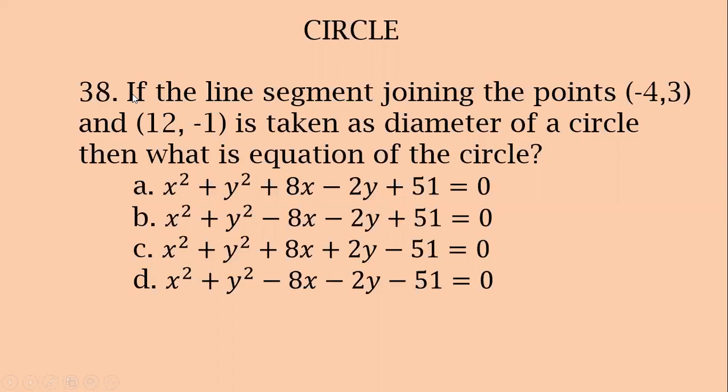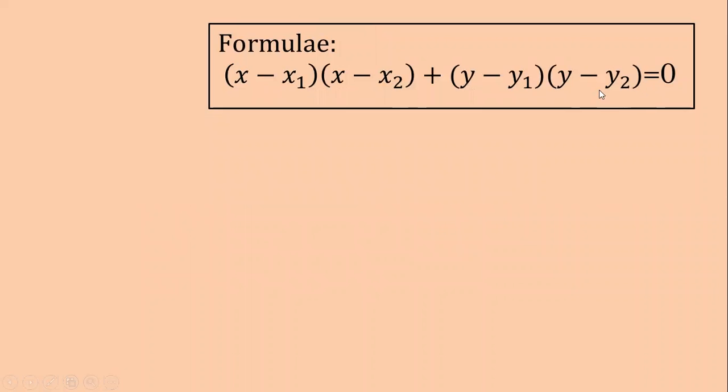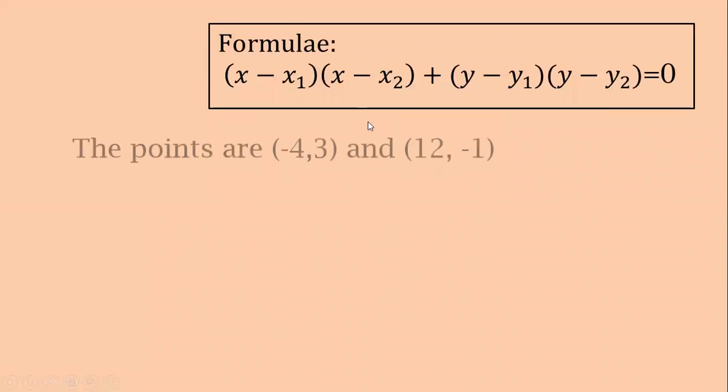See the problem. If the line segment joining the points (-4, 3) and (12, -1) is taken as diameter of a circle, then what is the equation of the circle? You know, when the end points of a diameter are given, then we use this formula to find the equation. So putting the values of x1, y1 and x2, y2, we get this equation.